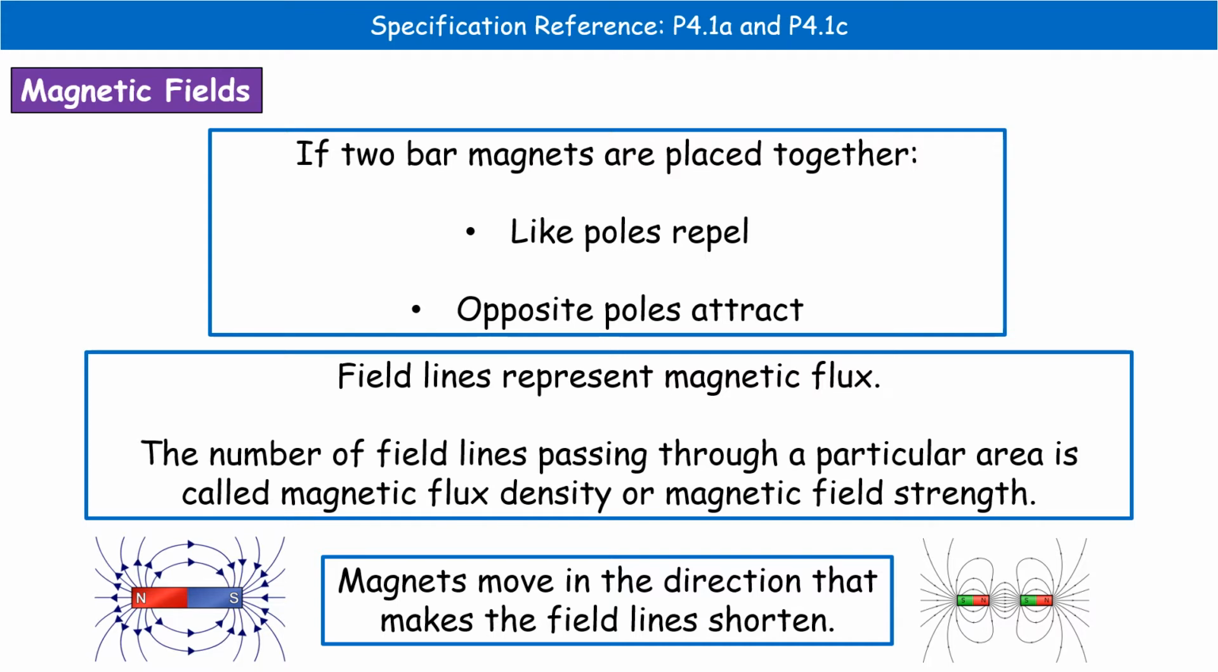In terms of how we actually represent this magnetic field, what we have are these little lines on the diagram. If we have a little look at the diagram in the bottom left corner, then what we find is this is a field line around a single bar magnet. These field lines represent magnetic flux, and the number of those field lines passing through a particular area is the magnetic flux density or magnetic field strength. So the more lines that pass through an area, the stronger that magnetic field will be.